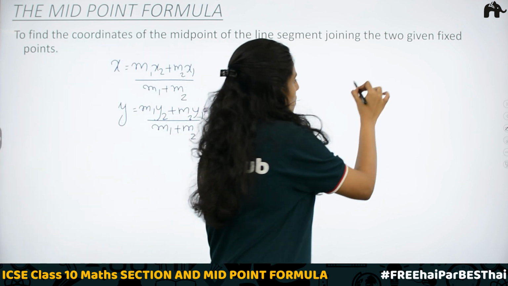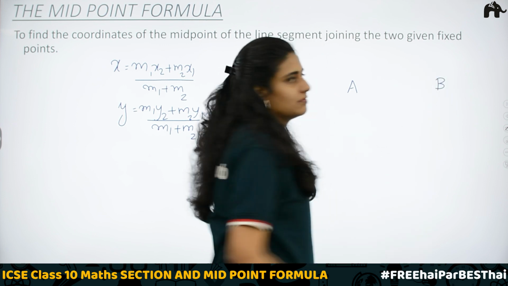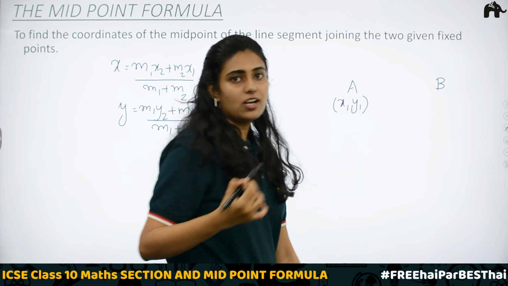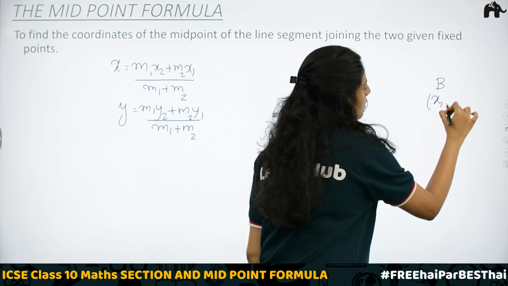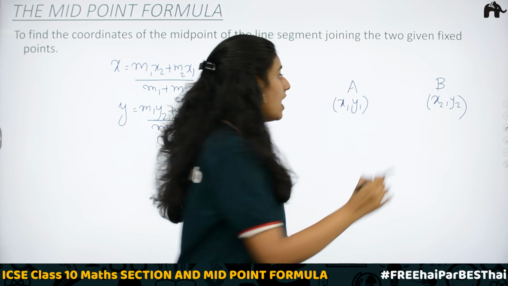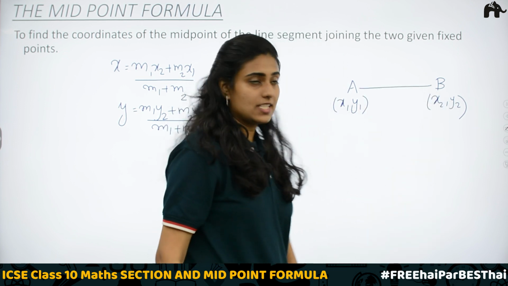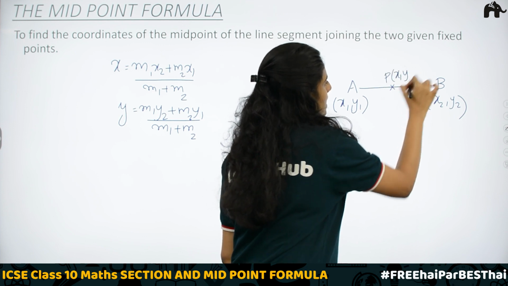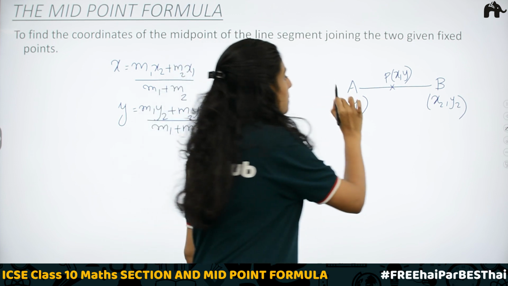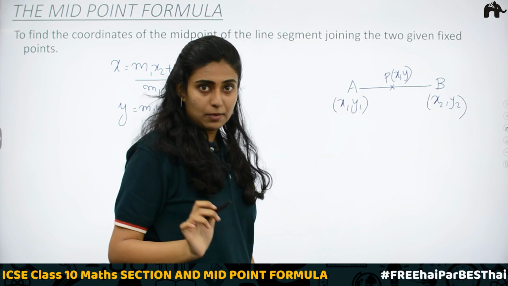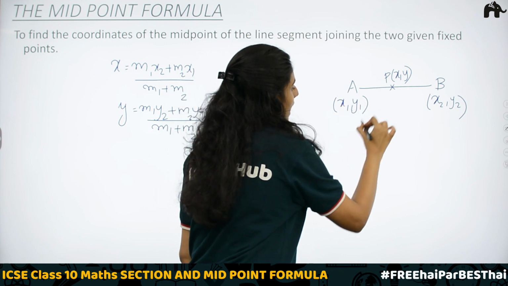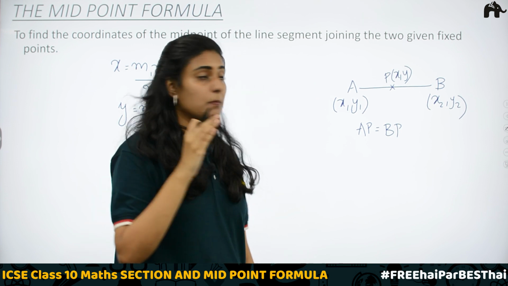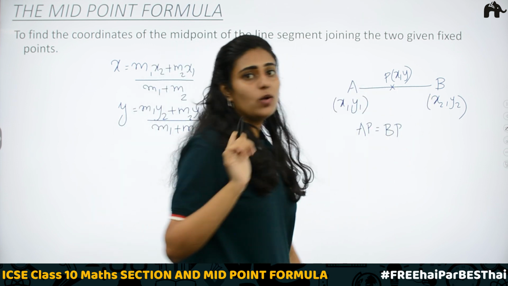Consider the two fixed points A and B. As usual, the coordinates of A are x1, y1 and the coordinates of B are x2, y2. Now, I am joining these 2 points with a straight line and taking a point P with coordinates x, y such that this point P is the midpoint of line joining AB, which means the length AP will be equal to BP. That is what midpoint is. A midpoint divides a line in equal ratio.